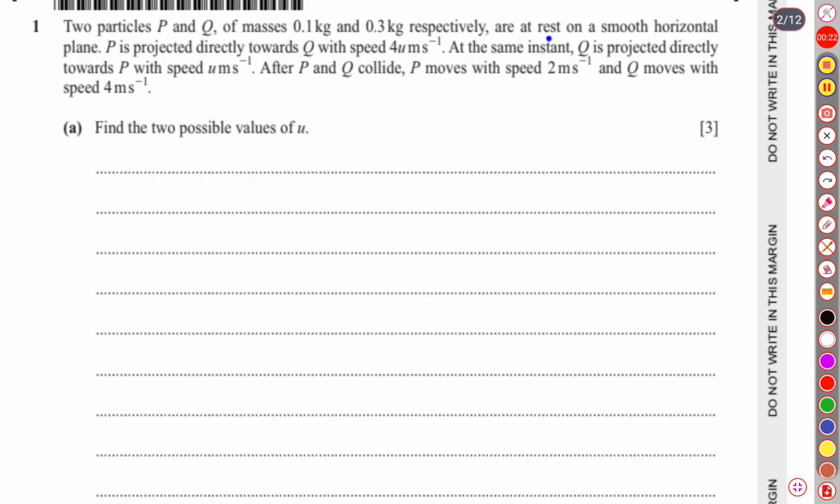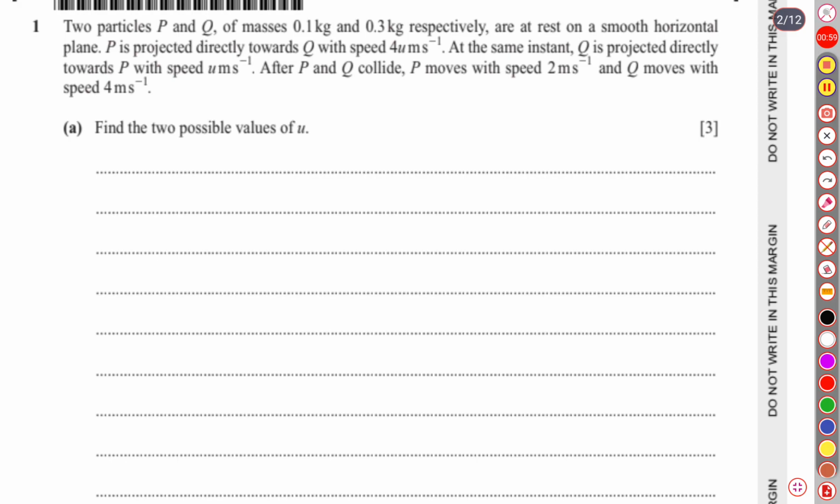Question number 1 says two particles P and Q of masses 0.1 kg and 0.3 kg respectively are at rest on a smooth horizontal plane. P is projected directly towards Q with speed 4 meter per second. At the same instant, Q is projected directly towards P with speed u meter per second. After P and Q collide, P moves with speed 2 meter per second and Q moves with speed 4 meter per second. Find the two possible values of u.